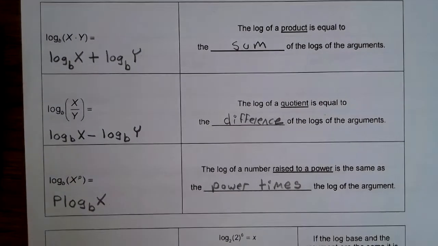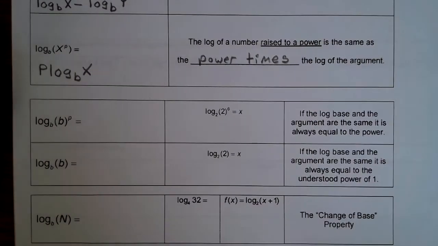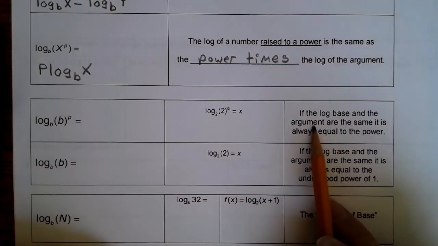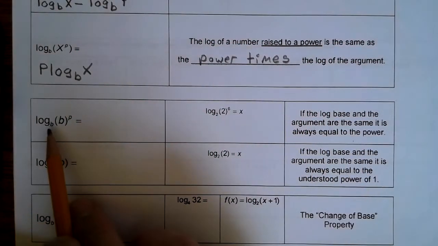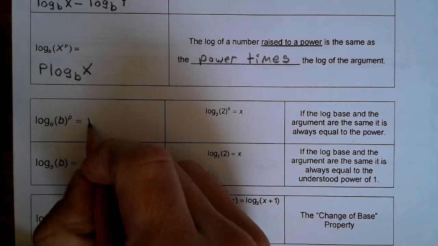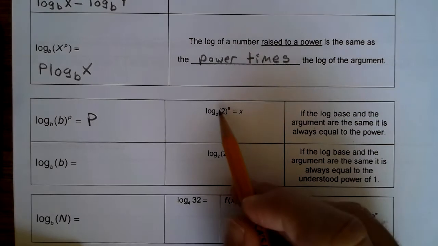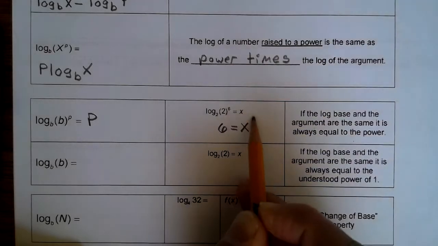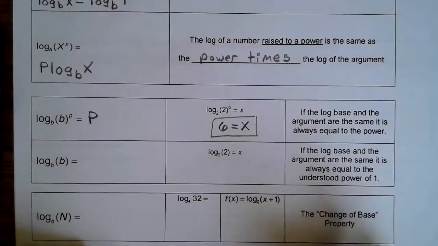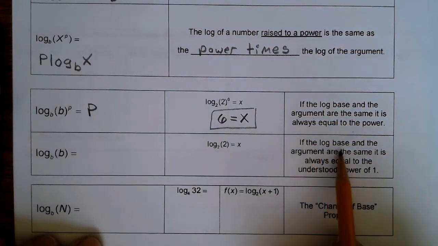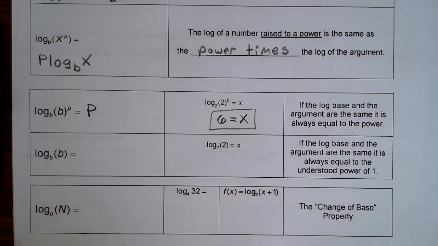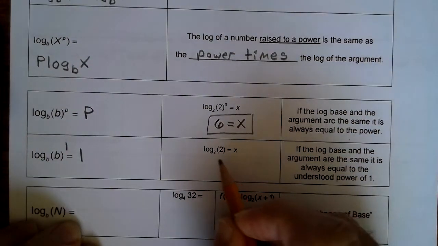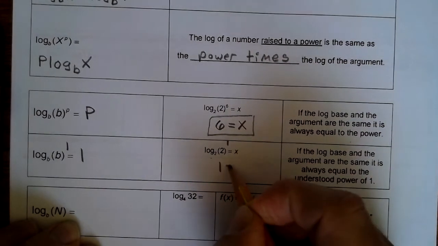All right, now let's take a look here. Okay, now it says if the log base and the argument are the same, it is always equal to the power. So the base and the argument are the same, so this is equivalent to p. The base and the argument are the same, so 6 equals x. Okay, now it says if the log base and the argument are the same, it is always equal to the understood power of 1. So base and argument are the same, so this equals 1. Base and the argument are the same, so 1 equals x.